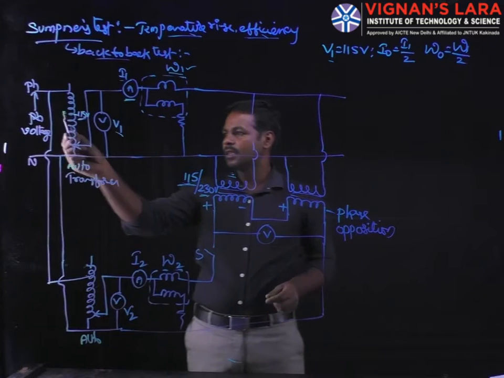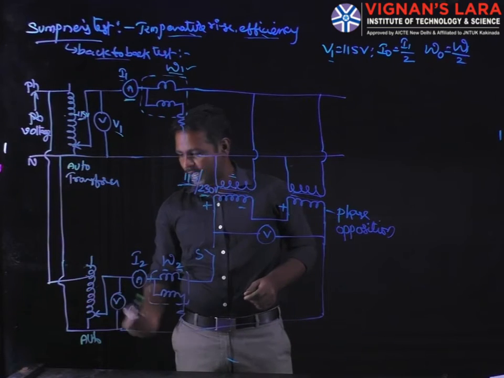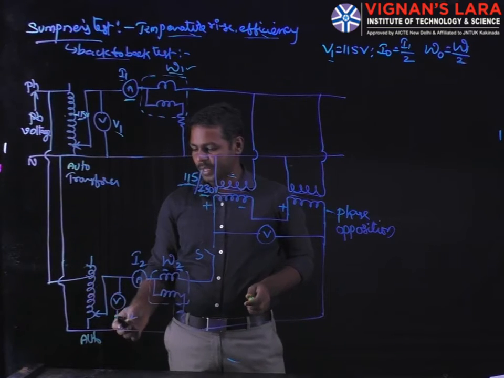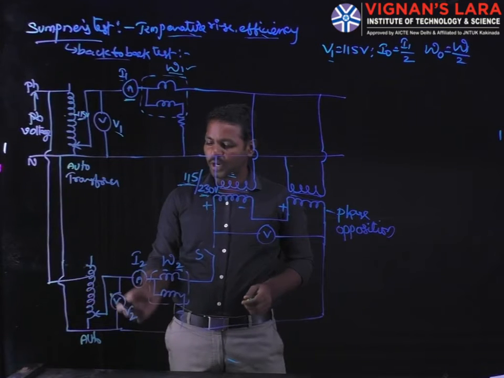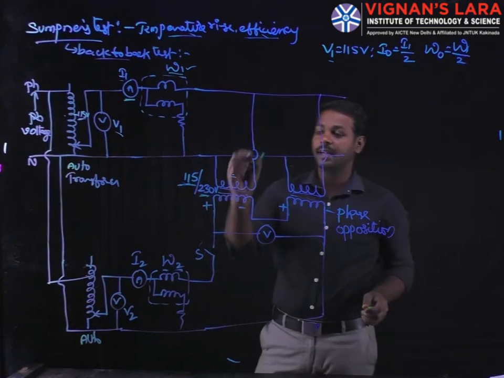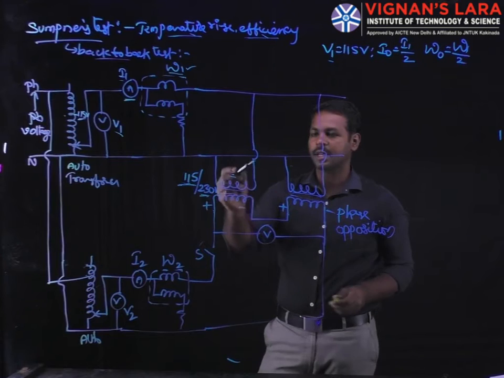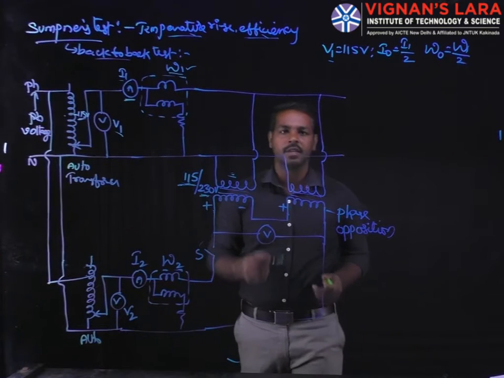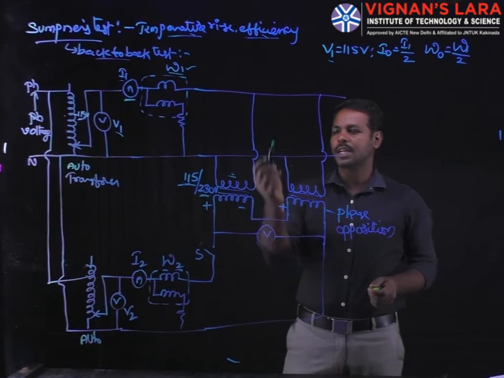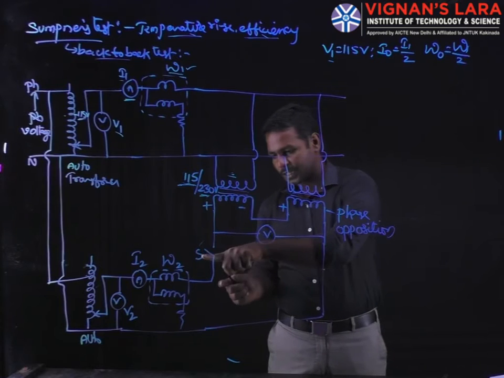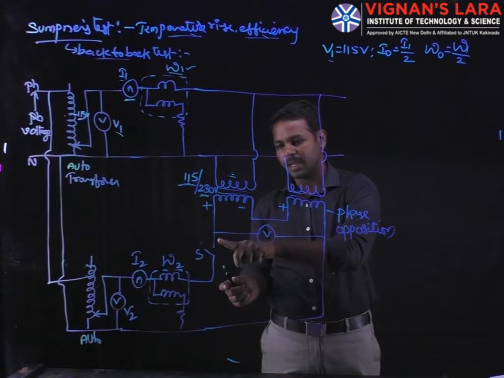So that means the same amount of voltage is to be applied across the second transformer. By varying a small voltage, the secondary side is to be short circuited. How does it get short circuited? Because the switch is to be closed.